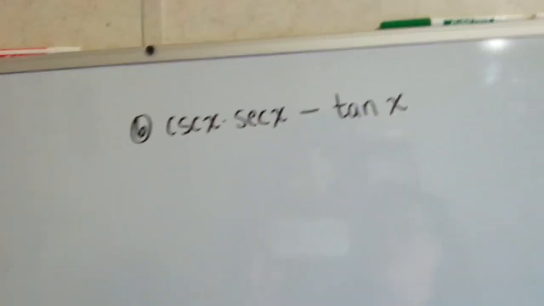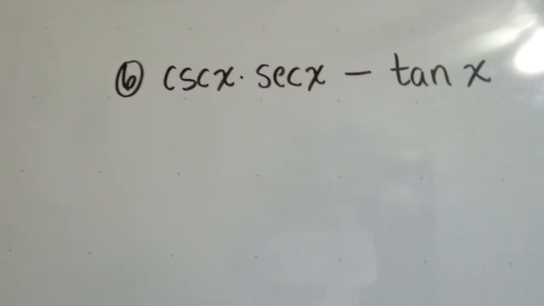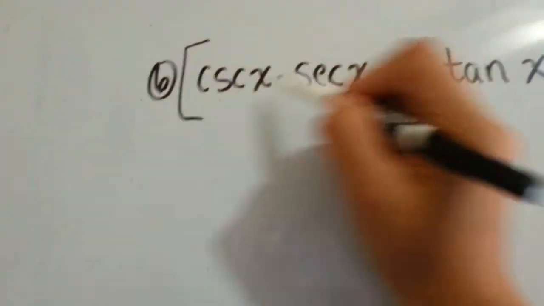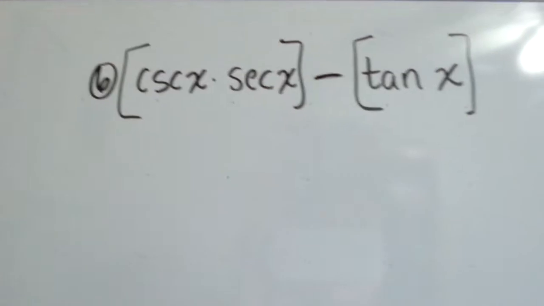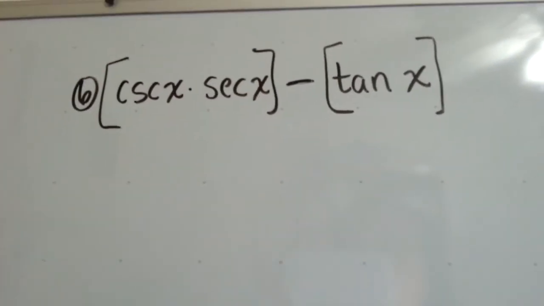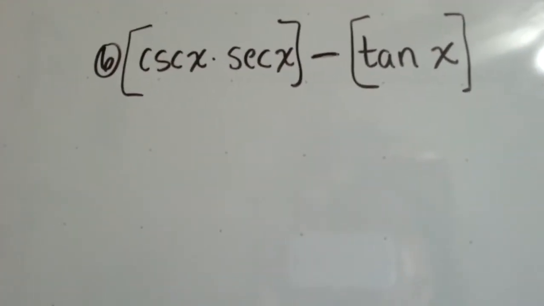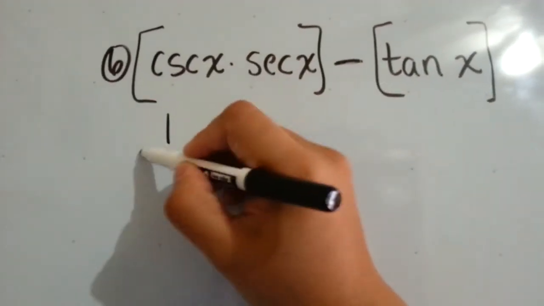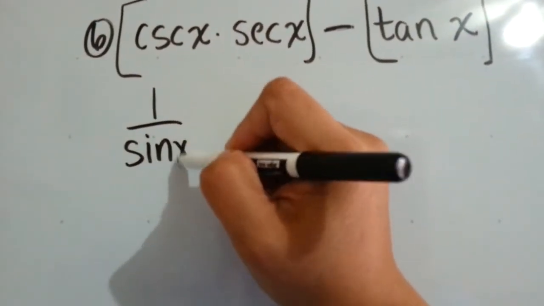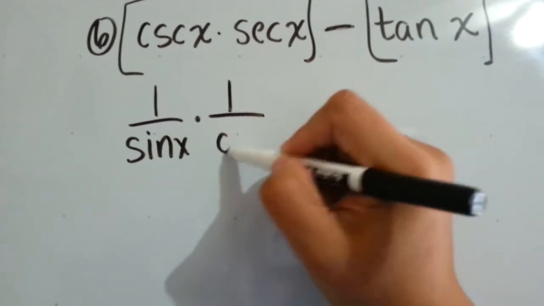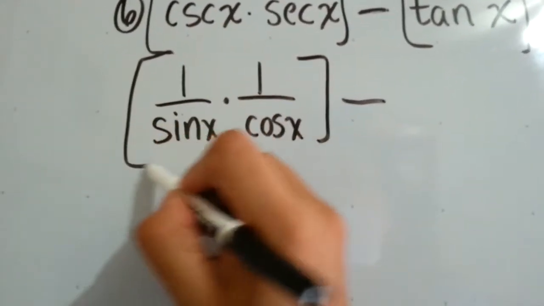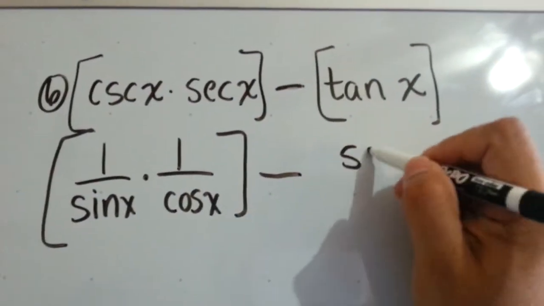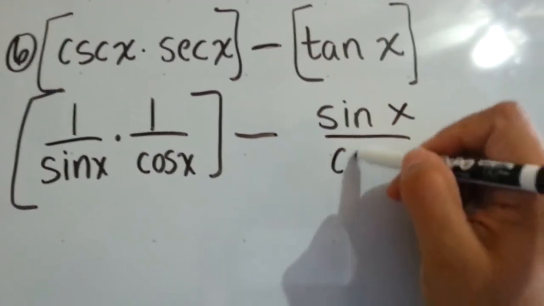Alright, in number 6, I look at this question and the first thing I notice is that there's nothing in common. This is one term, this is another term. They're separated by that minus sign, but they don't have anything in common, nothing for me to factor out. So I'm going to change everything to sines and cosines. Cosecant is 1 over sine x. Secant is 1 over cosine x minus, remember this is still together over here, tangent x, which is sine x over cosine x.